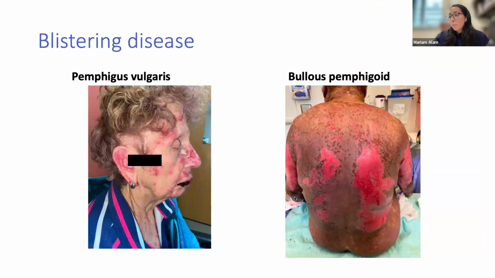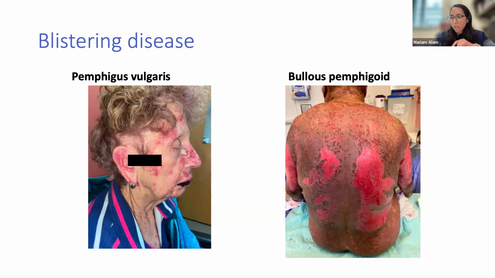And then drugs can cause blistering disease as well. So they can cause pemphigus vulgaris, which has more of this kind of upper trunk and facial, head and neck predominance with flaccid blisters, or bullous pemphigoid, which has more of the tense blisters classically. These are both patients I've seen within the past year who have had medication-induced blistering disease.